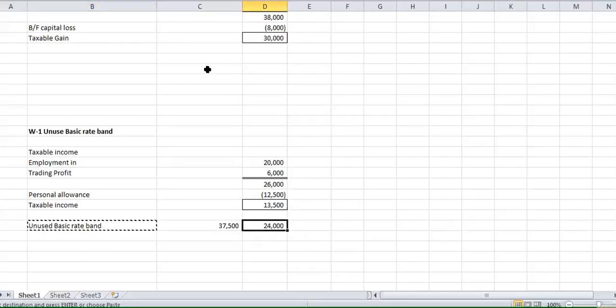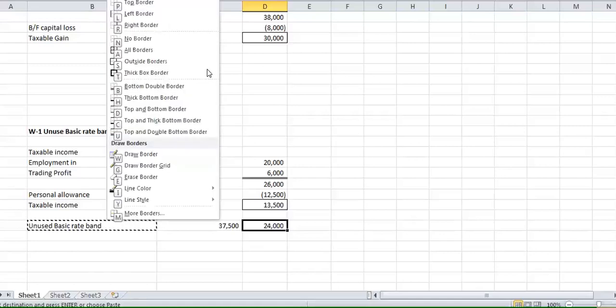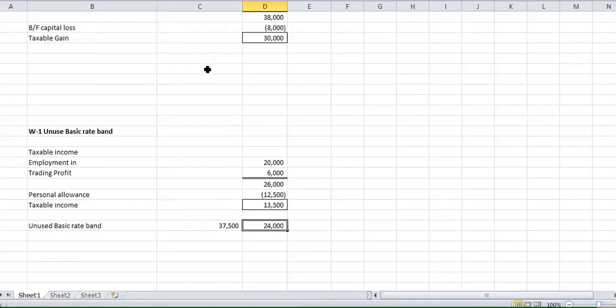So the unused basic rate band from the income tax is 24,000 pounds. Students, if anybody has any confusion, you can ask. How 24,000? 37,500 minus 13,500. So from the income tax, basic rate band is unused by 24,000 pounds.